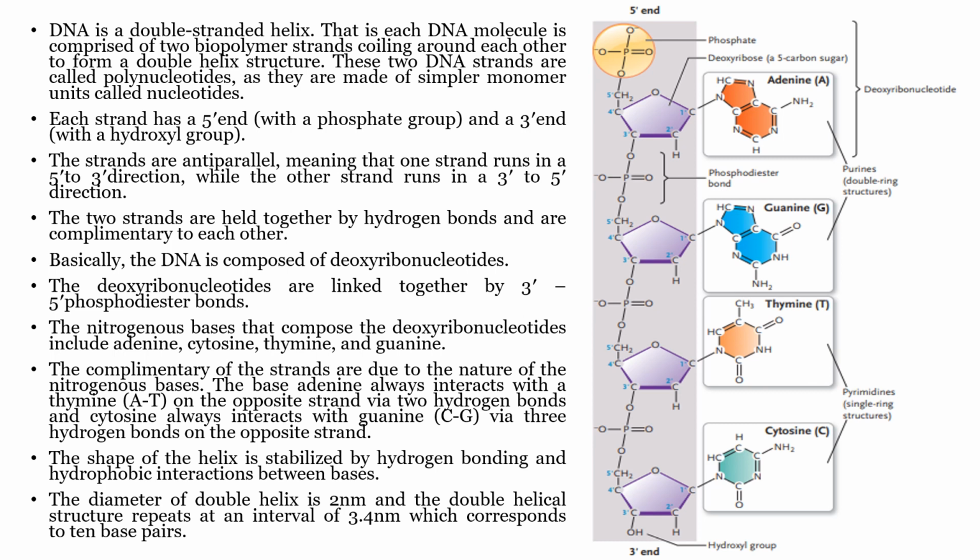The shape of the helix is stabilized by hydrogen bonding and hydrophobic interactions between bases. The diameter of the double helix is 2 nanometers, and the double helical structure repeats at an interval of 3.4 nanometers, which corresponds to 10 base pairs. Here you can see the structures of adenine, guanine, thymine and cytosine base pairs. We know that adenine and guanine are purines in nature, and thymine and cytosine are pyrimidines in nature.